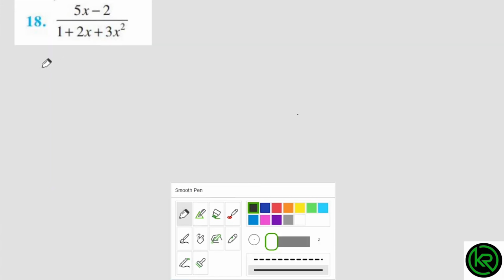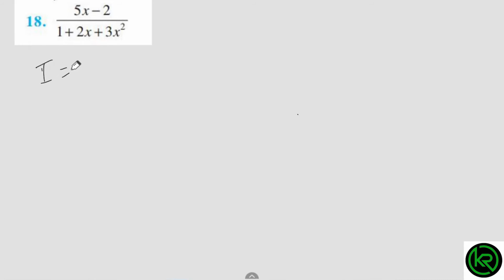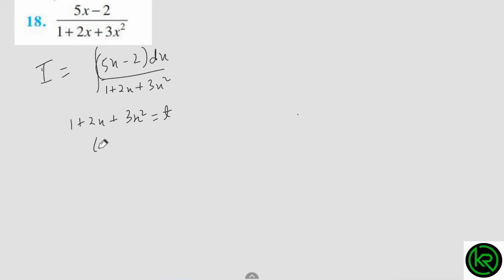Next question, question number 18. Here, students, given is I equal to integral of (5x minus 2) dx, and in the denominator we have 1 plus 2x plus 3x square. So students, when we take 1 plus 2x plus 3x square equal to t and differentiate both sides with respect to x, we will get 6x plus 2 equals dt by dx. Okay, so we are getting (2 plus 6x) dx equals dt.